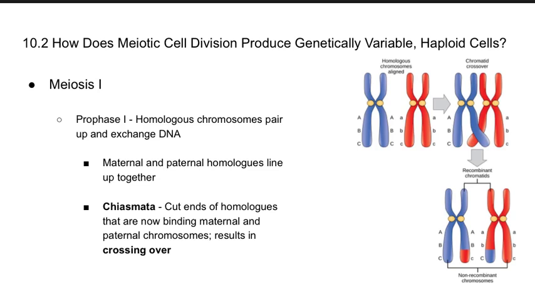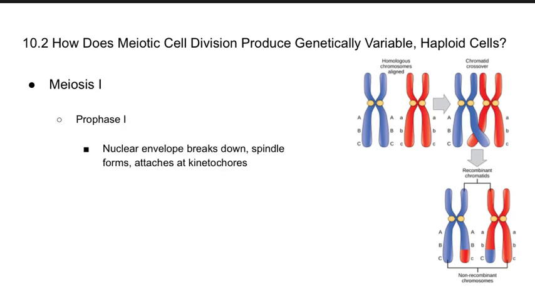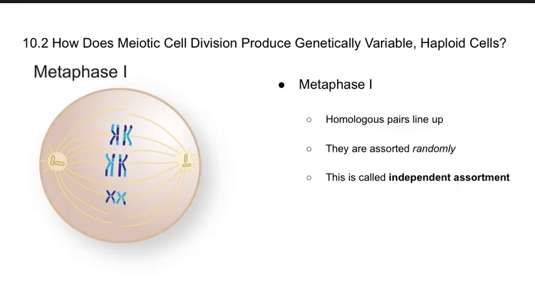Okay, I would say make sure you know where crossing over happens. It happens in prophase 1 when the homologous pairs pair up. Other than that, prophase 1 is also going to have the same things happen like we saw with mitosis. You're going to see the nuclear envelope breaking down, the spindle fibers form, and those spindle fibers are going to attach at the kinetochore. So that's very similar to the prophase that we saw back during mitosis, just that we're attaching now to the homologous chromosomes.